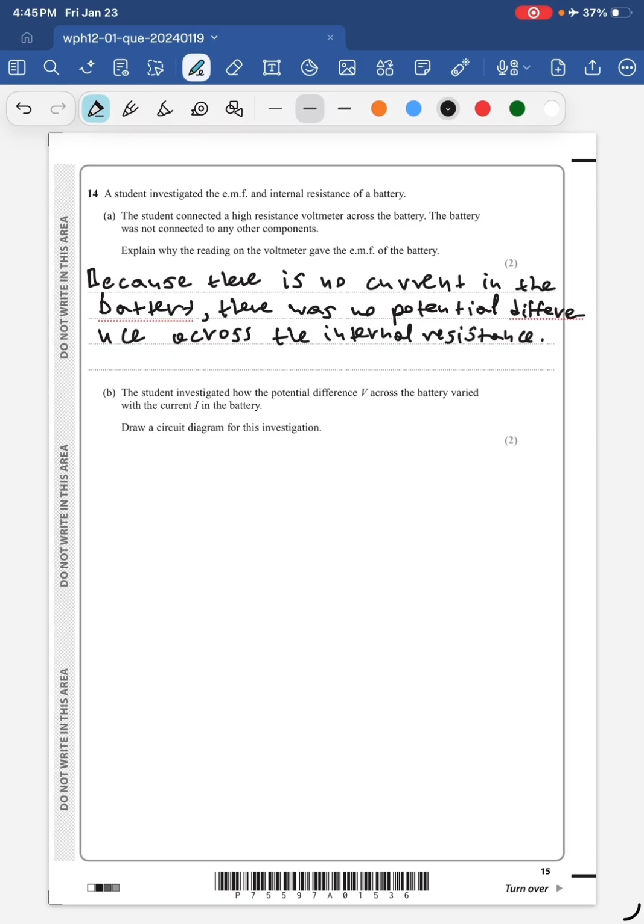Okay, part B. The student investigated how the potential difference V across the battery varied with the current I in the battery. Draw a circuit diagram for this investigation.